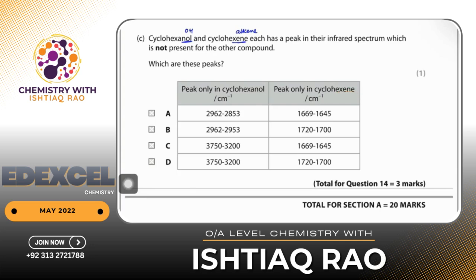I don't remember the values, but I remember the value for the alcohol. It was like 3500, around 3500. So it may be C and it may be D. I don't remember the other value. It may be C, it may be D because this is the value for the OH. And for the alkene, the carbon carbon double bond, let me check the values from the booklet.